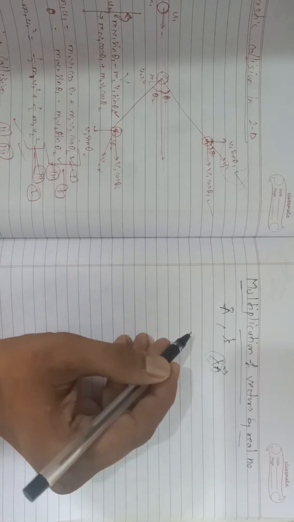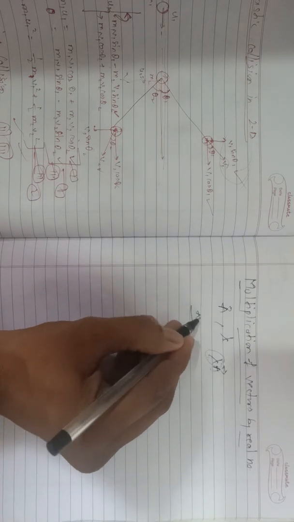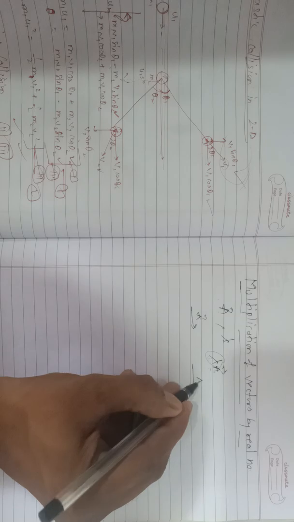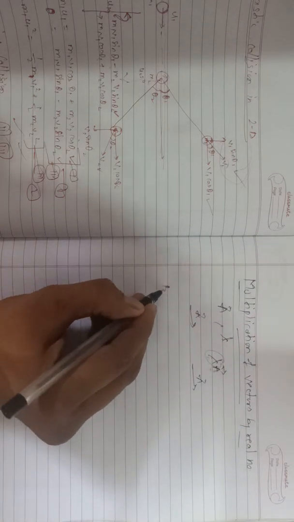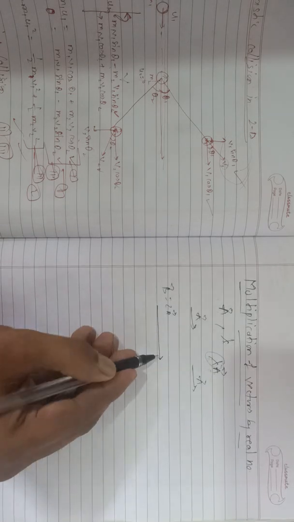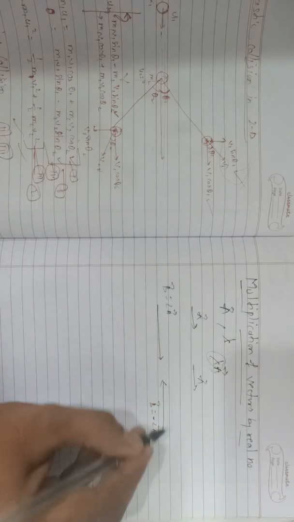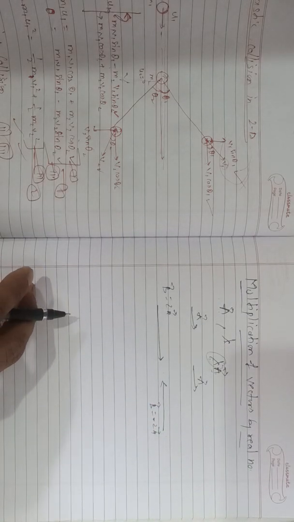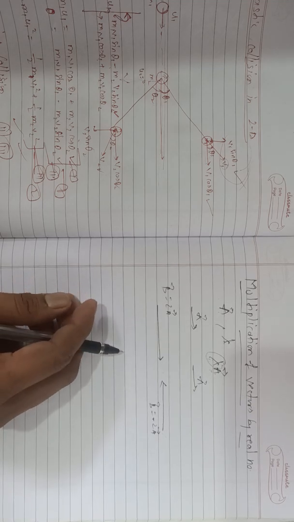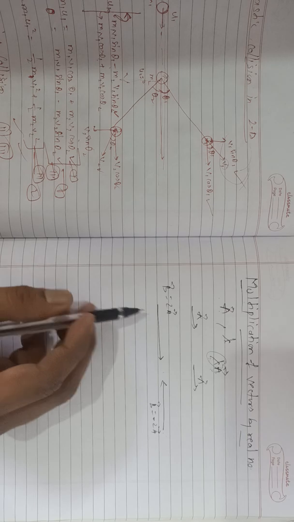Suppose this is a vector and this is also a vector, so this vector b will be equal to 2a, it is getting doubled. If vector b is equal to minus 2a, it is getting doubled, but the direction is being opposite. Okay, after that, this is the example.